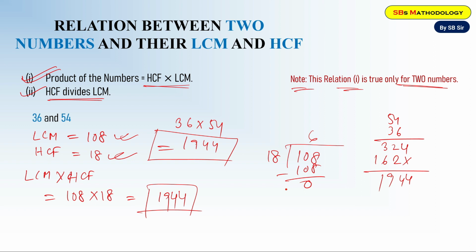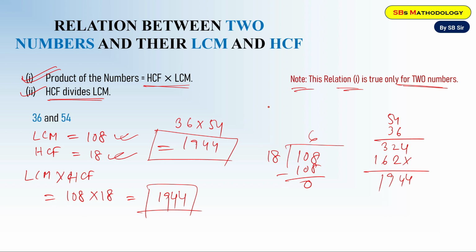The fact behind this is that HCF takes the lowest powers and LCM takes the highest powers. So the lowest power always divides the highest power of the numbers. This is why HCF always divides LCM. This holds for any 2, 3, 4, whatever number of numbers you take. So if we take 4 numbers and find their HCF and LCM by the method we have already learned, we can easily verify the second relation. But the first relation does not hold for 3 or more numbers, it only holds for 2 numbers.